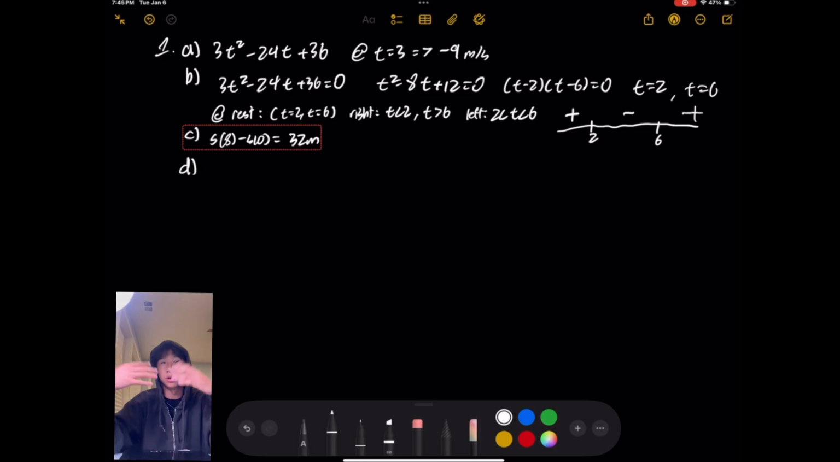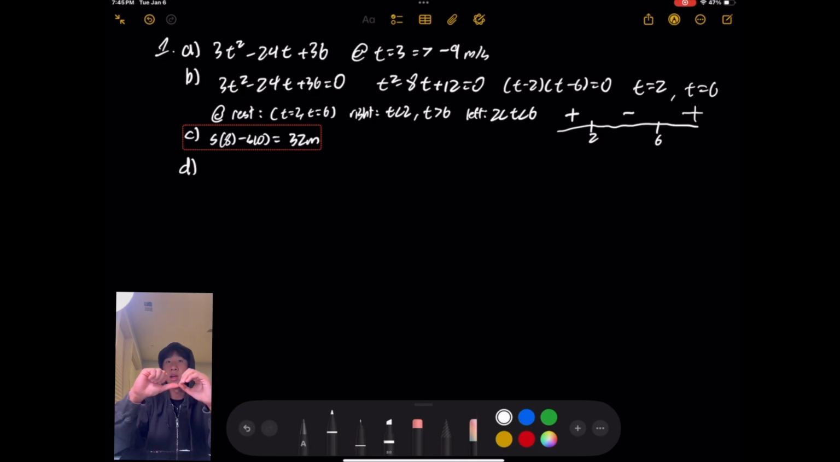Okay, distance and displacement are different. Displacement is just the end minus the beginning of the interval. For distance, you have to look at the times it changes direction, because if it moves to the right 2 and then moves back to the left 2, the total displacement is 0 because the end is at 0 and the beginning is at 0.